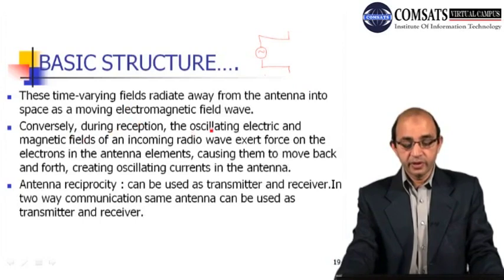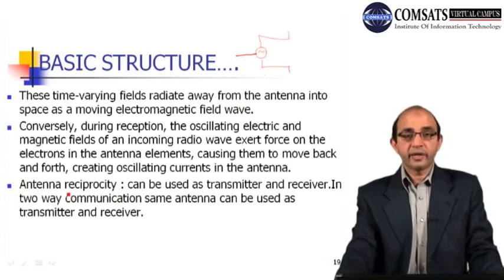In case of reception, the oscillating electric and magnetic fields of an incoming radio wave exert force on the electrons in the antenna. So here we have the electrons, and the fields present around those edges exert force on the antenna elements, causing them to move back and forth. So here we have the oscillations, and we have the circuitry maybe over here. That circuitry is amplifying, and here we have the oscillating current, right?